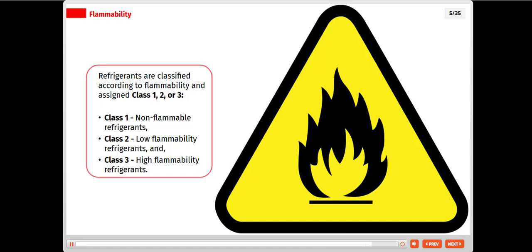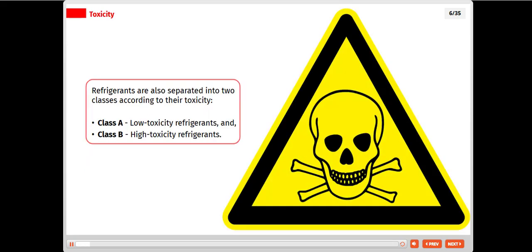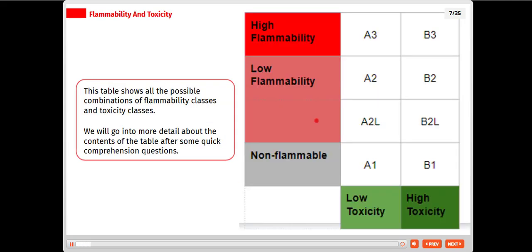Refrigerants are also separated into two classes according to their toxicity. Class A, low toxicity refrigerants, and Class B, high toxicity refrigerants. This table shows all the possible combinations of flammability classes and toxicity classes. We will go into more detail about the contents of the table after some quick comprehension questions.